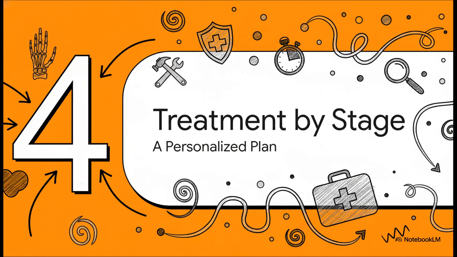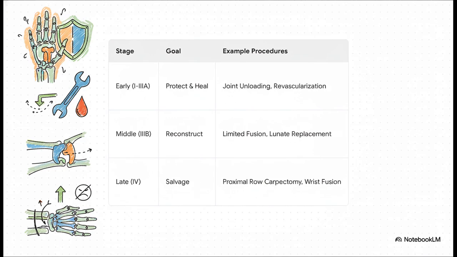All right, now we get to the part everyone wants to hear. What can we actually do about it? Now that we have a diagnosis and we know the stage, we can finally make a plan. And the key thing to know is that there's no single cure for Kienböcks. The treatment is totally personalized, matched specifically to how far the disease has progressed. This chart basically breaks down the game plan.